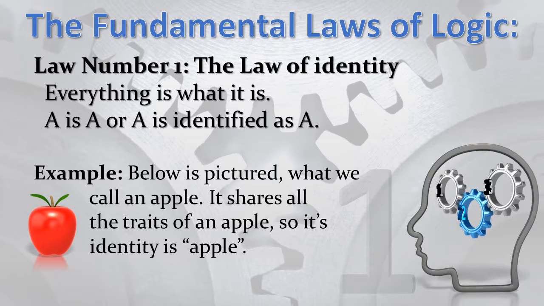Classically, this law is expressed by an abstract, algebraic sounding phrase, A is A, meaning A is identified as A. An example of this law is found below. The apple pictured has all of the traits of what we call in English an apple. So based on our language and all of those shared traits, such as its shape, color, stem, and leaves, this image represents the fruit we call apple, and this picture's identity is apple.